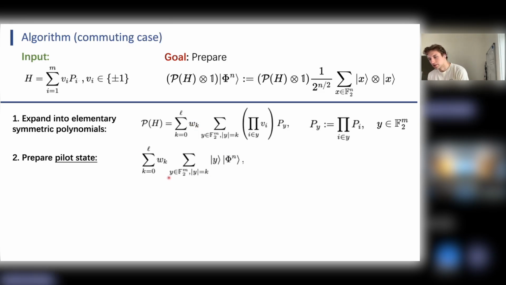This state is also easy to prepare. And then you just entangle everything with, again, the maximally entangled state. So you tensor everything with the maximally entangled state. So everything here is still easy to prepare.